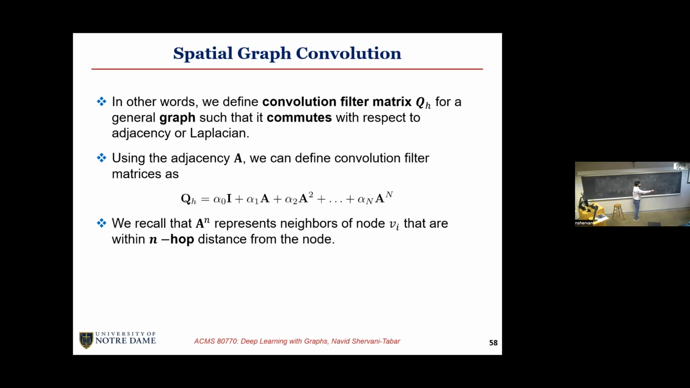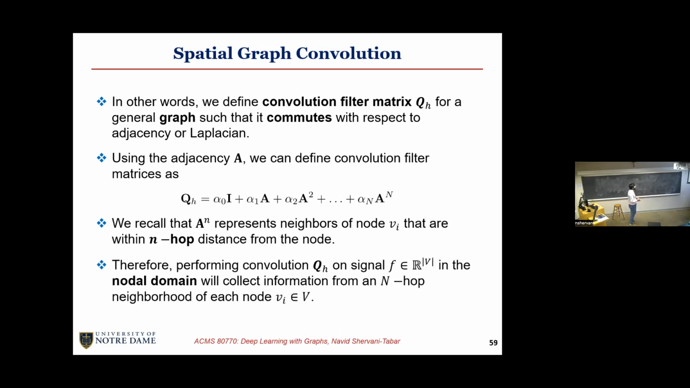So we're constructing an operator, and this operator is applying essentially different distance nodes to your node, right? So it's gathering information from different distance nodes, and that's regulated by these hyperparameters alpha. So let's say that I have a function f defined on some graph. So that means that this is a b-dimensional vector.